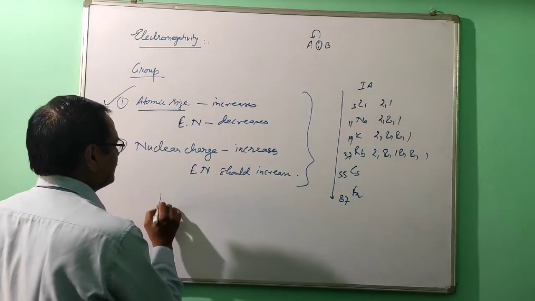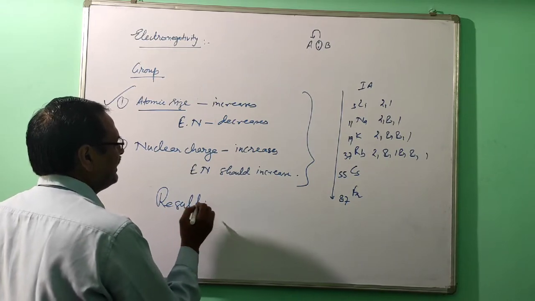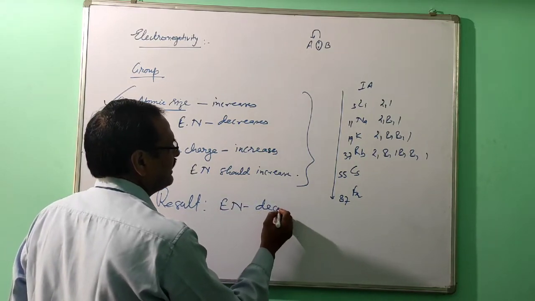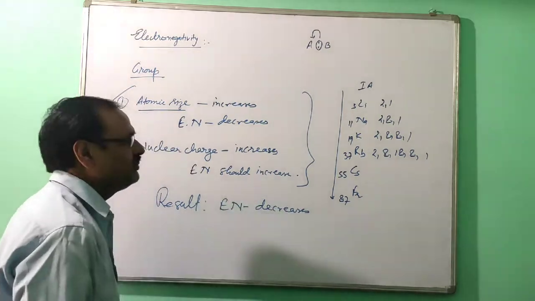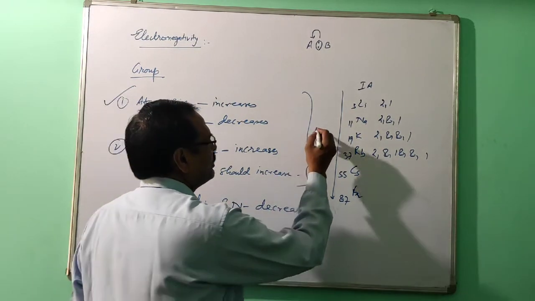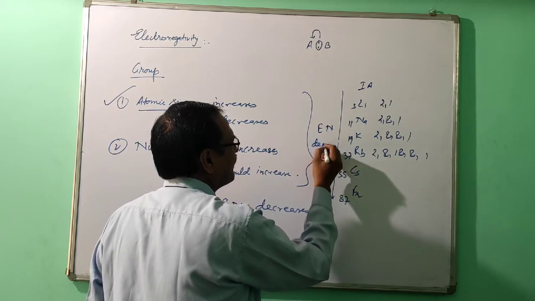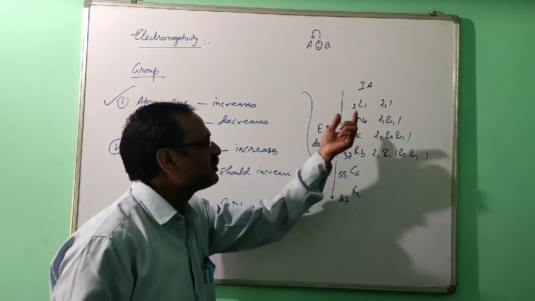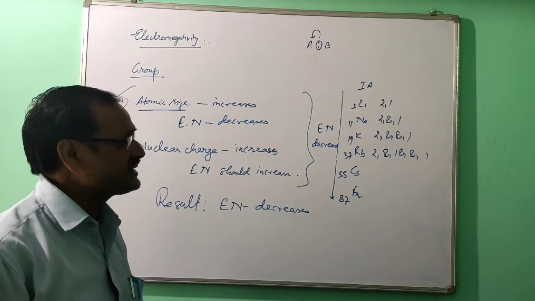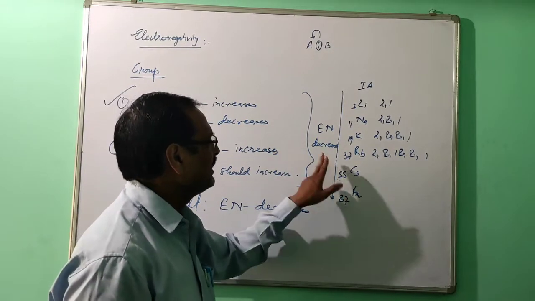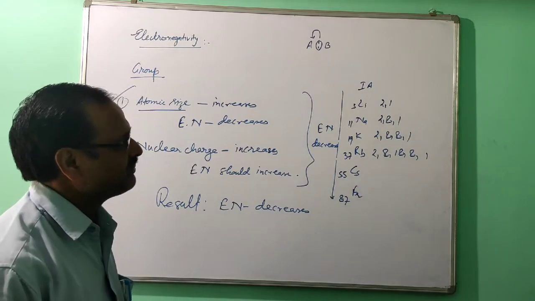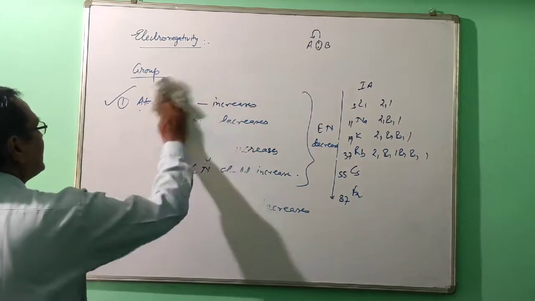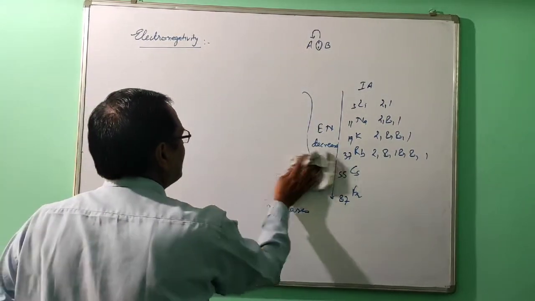So what is the result? What result are you getting? Result is that electronegativity decreases. So when we move in a group from top to bottom, electronegativity decreases. Now the question for you: in group first A, which one has the least electronegativity? Francium, and the most electronegative is lithium. So now we are going to apply this electronegativity property in the periodic table.